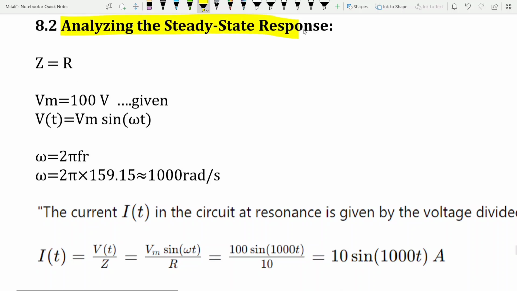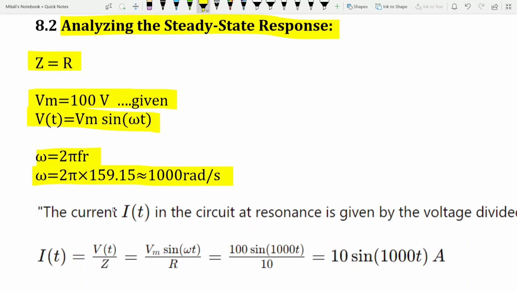Next, let's analyze the steady state response of the circuit at resonance. At resonance, the impedance is purely resistive and is equal to the resistance R. So Z is equal to R. For our circuit, Z is equal to 10 ohms. If we apply an AC voltage source, V of t is equal to Vm sin omega t with a peak voltage Vm equal to 100 volts and angular frequency omega equal to 2 pi Fr. So omega is equal to 2 pi into 159.15, which is approximately equal to 1000 radian per second.